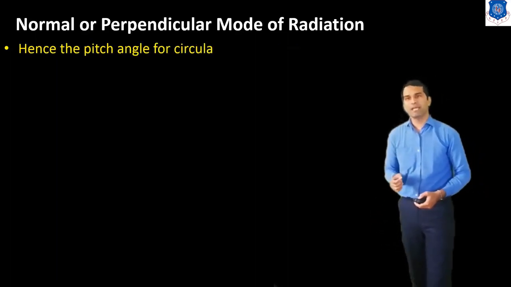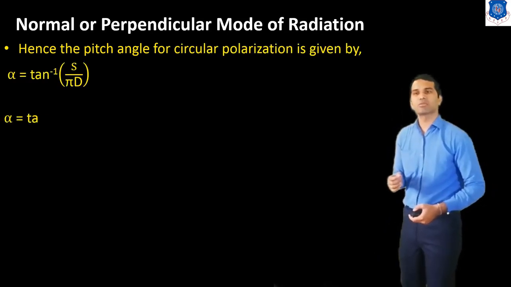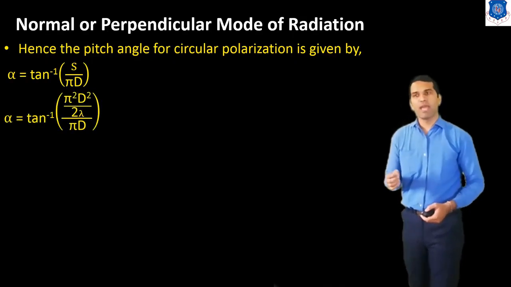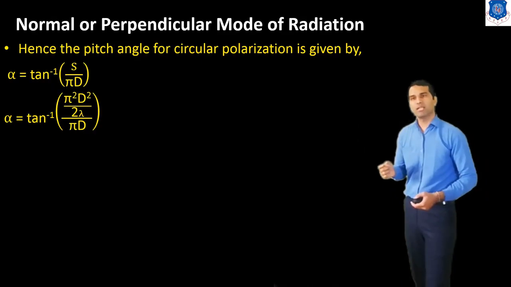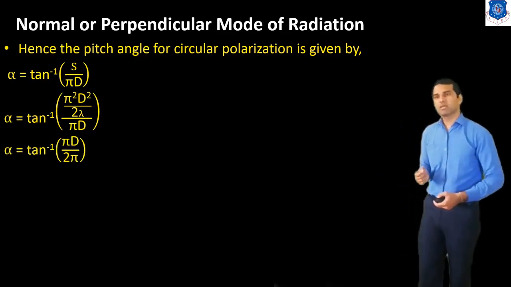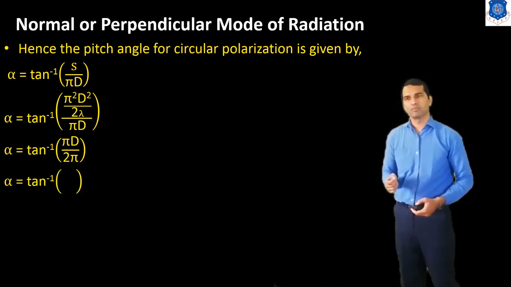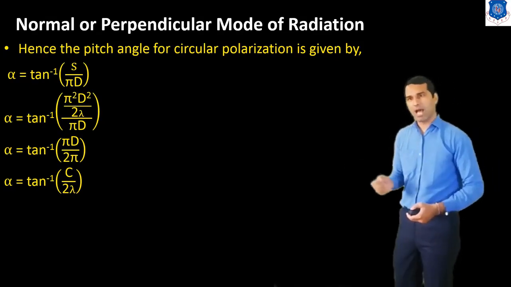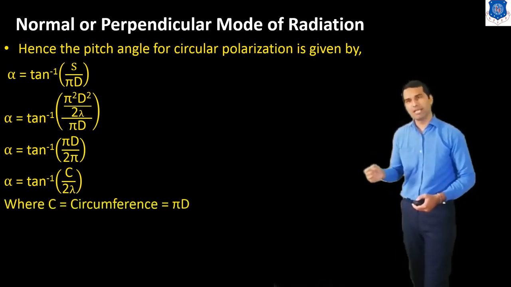Hence the pitch angle for circular polarization is given by alpha equals tan inverse S upon pi d. And we have the value of S, so now we put the value of S in this equation. So tan inverse of pi squared d squared upon 2 lambda into pi d. When we solve this equation, we can write alpha equals tan inverse pi d upon 2 lambda. And pi into d is nothing but C. So we can write that alpha equals tan inverse C upon 2 lambda, where C indicates the circumference.